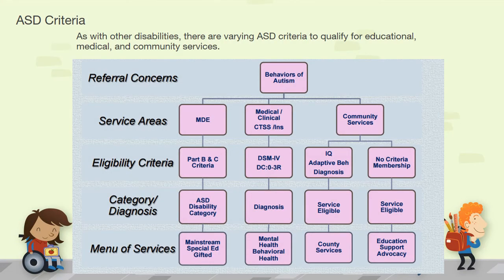As with other disabilities, there's varying ASD criteria to qualify for education, medical, and community services. This can be really confusing. Sometimes parents will say, like I mentioned before, "My child has autism," and expect special education services to be a given because of something that their pediatrician has said. And while this medical diagnosis might mean that their child will receive special education services in the school setting, those services will only come as a result of qualifying for special education through the MDE pathway noted here.